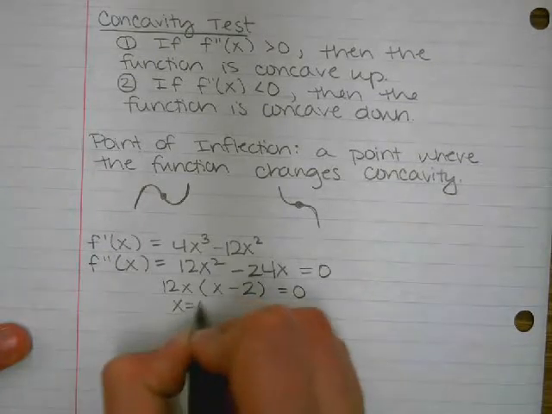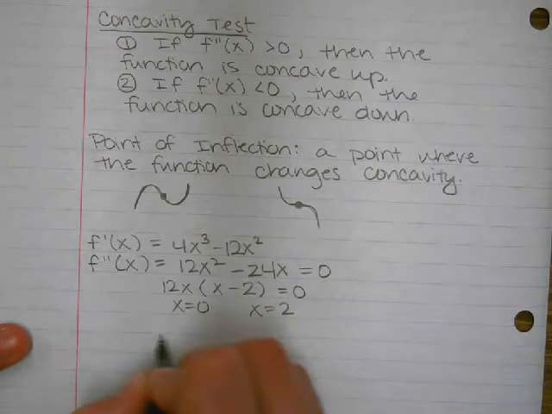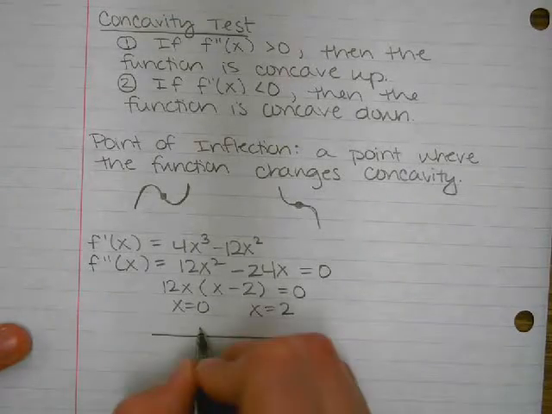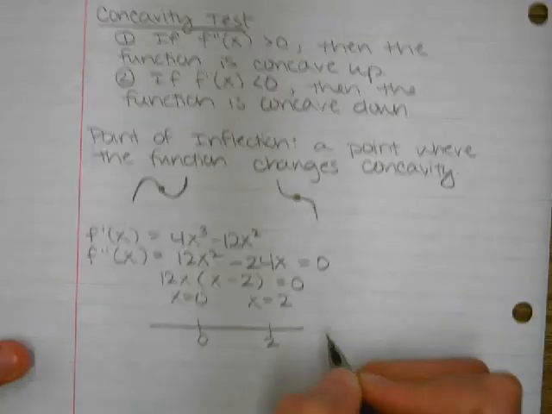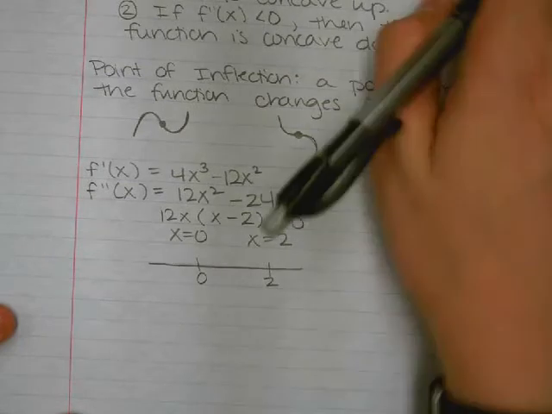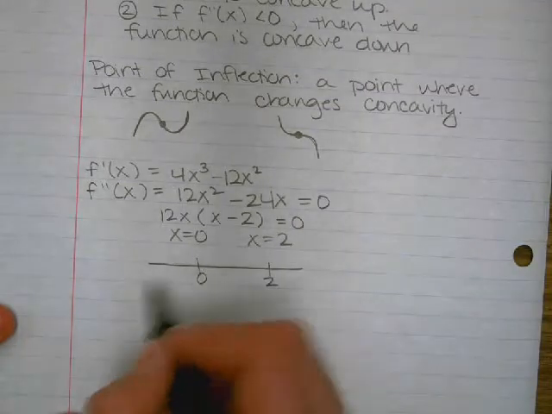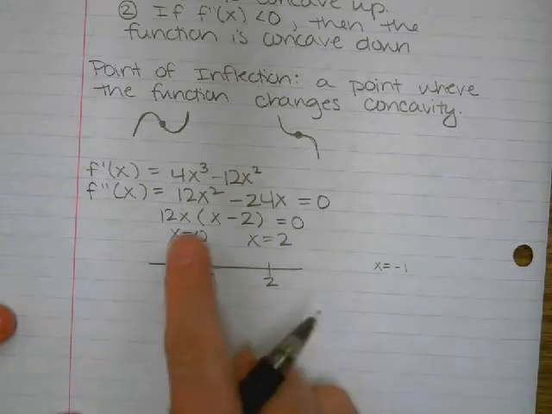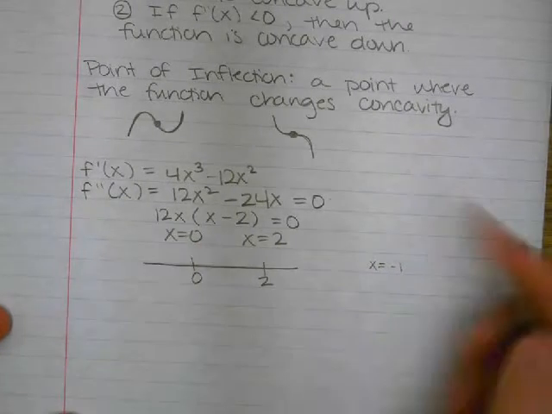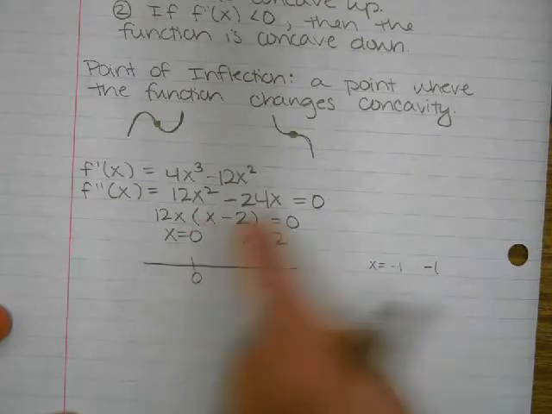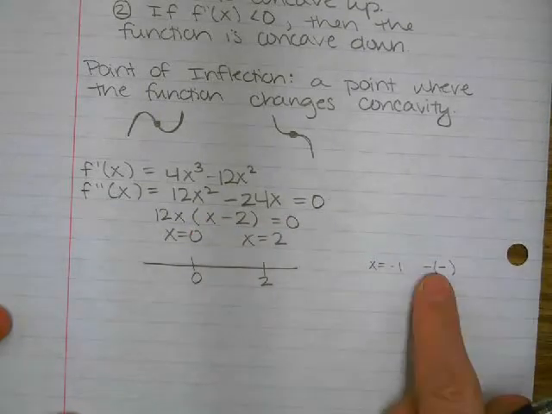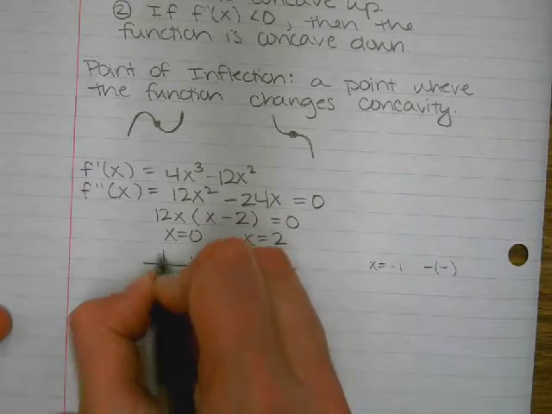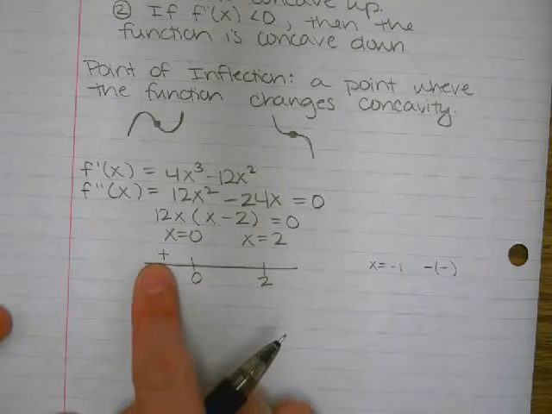So x equals 0 and x equals 2. And I'm going to go ahead and make a sign chart again so I can check these values. A number to the left of 0 would be x equals -1. And 12 times -1 is negative, and -1 minus 2 is also negative, and a negative times a negative is positive. So this would be concave up.